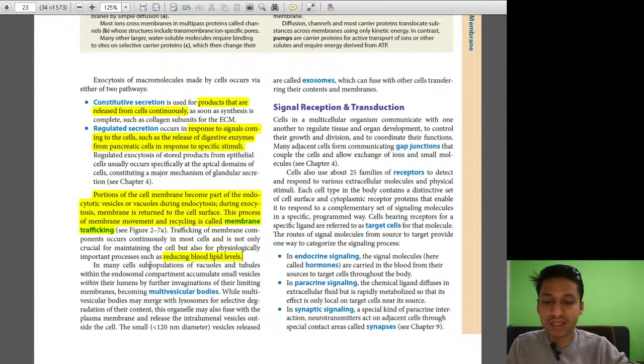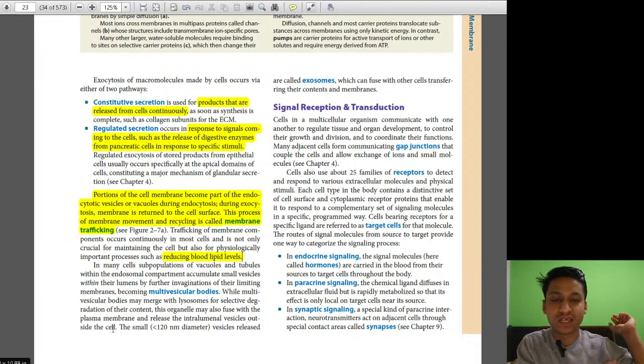In many cells, subpopulations of vacuoles and tubules within the endosomal compartment accumulate small vesicles within their lumens by further invaginations of their limiting membranes, becoming multivesicular bodies. While multivesicular bodies may merge with lysosomes for selective degradation of their content, this organelle may also fuse with the plasma membrane and release the intraluminal vesicles outside the cell. The small vesicles released are called exosomes.